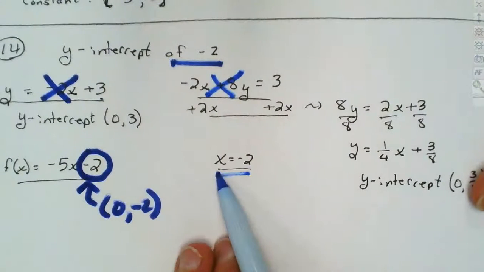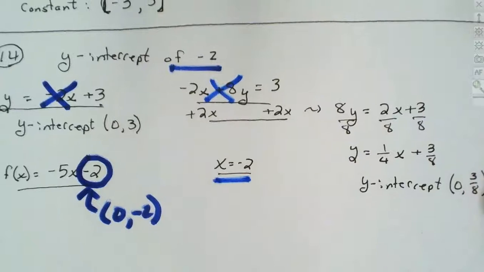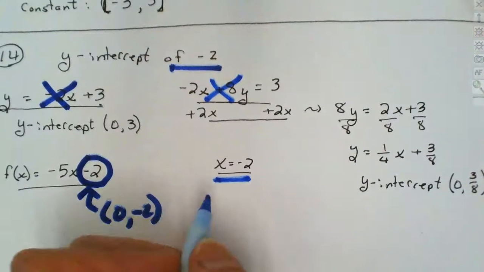And this one doesn't even work. Why not? It's an x line. It doesn't even have a y-intercept. So this one has no y-intercept.